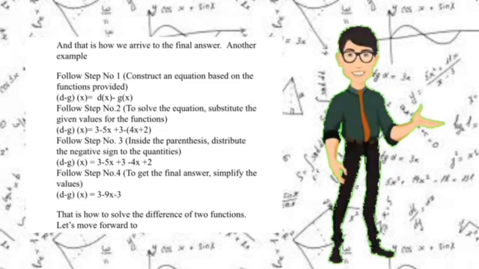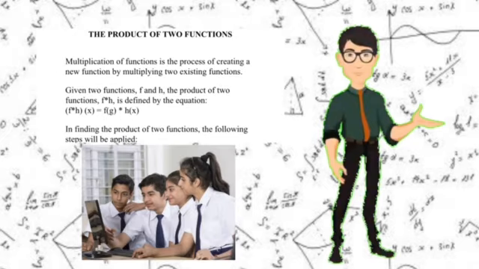Now let's move forward to the product of two functions. Multiplication of two functions is the process of creating a new function by multiplying two existing functions. Given two functions f and h, the product of two functions f times h is defined by the equation (f · h)(x) equals f(x) times h(x).